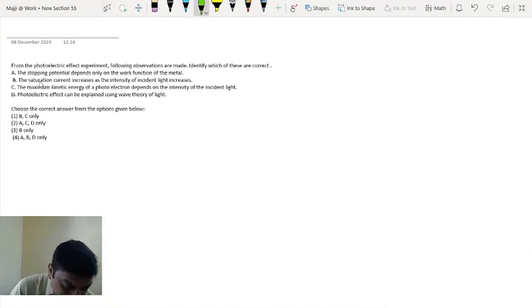So, as you can see, the question reads like this. From the photoelectric effect experiment, the following observations are made. Identify which of these are correct. So we have four statements. Stopping potential depends only on the work function of the metal.